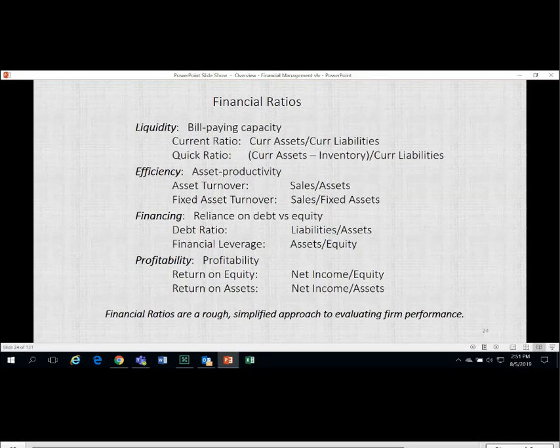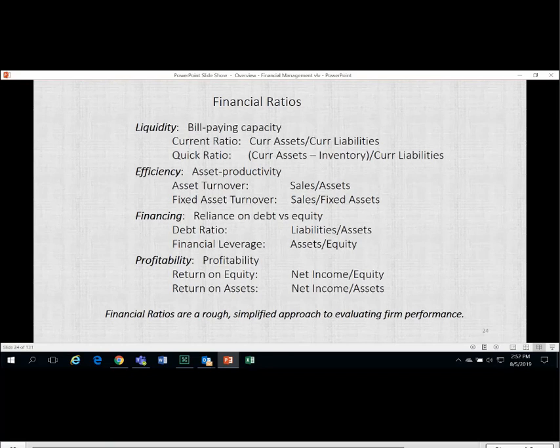Next, we have financing ratios. That measures the degree in which you rely on debt versus equity. So the debt ratio is liabilities divided by assets, and financial leverage ratio is assets divided by equity. Again, later on in the course, we'll get into the implications of having mostly debt or mostly equity.